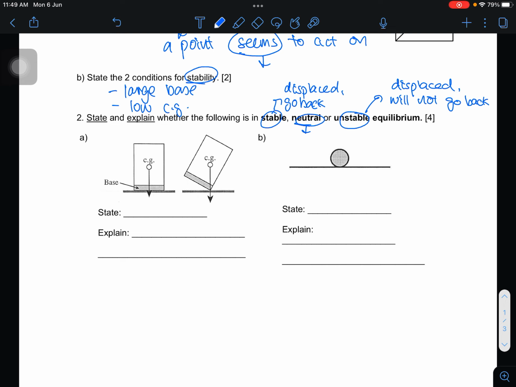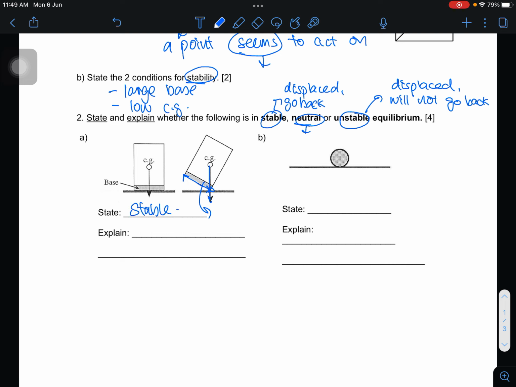For A, state whether this is stable or unstable. You see the CG, and this is the pivot. As long as the CG stays within the base, it is always stable. In this particular case, it creates an anti-clockwise moment that will actually put your box back to its position again. So this is going back. So this is stable.